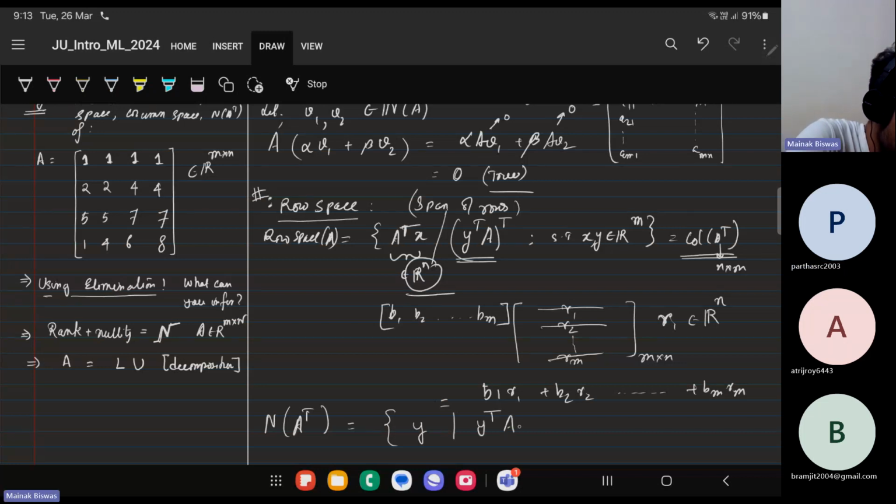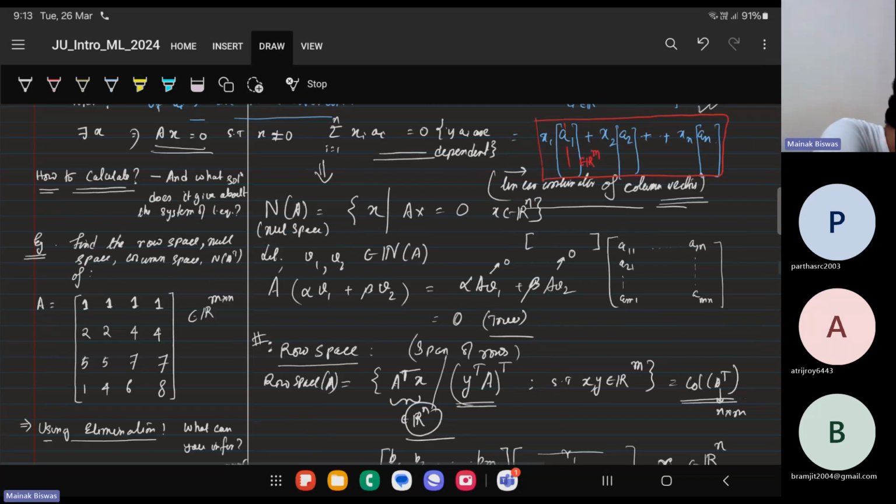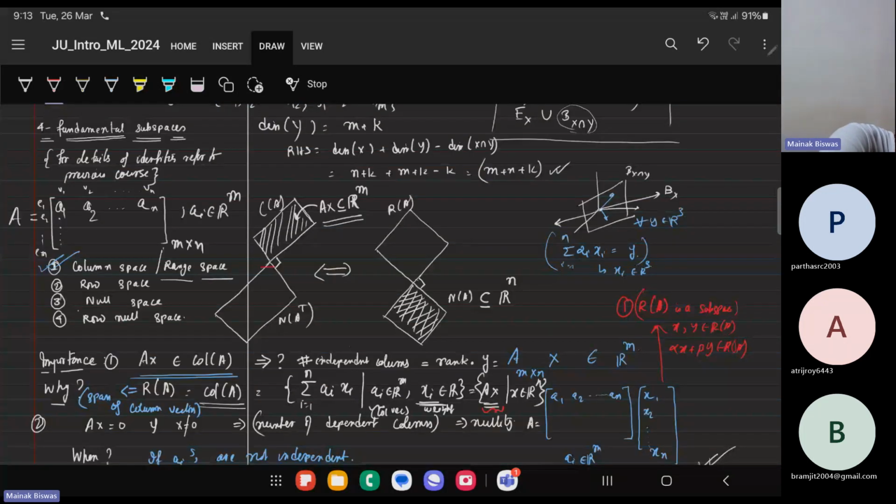Or Y transpose A equal to 0, Y belongs to R to the power of M, right? Again, you can show that they are column vector spaces, and we will show that they are orthogonal. We will show this. So this is the null space of A transpose. This is also a subspace of R to the power n, and this is a subspace of the row space of A, which is a subspace of R to the power n, right?